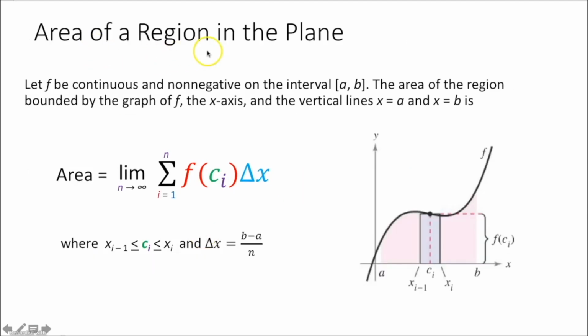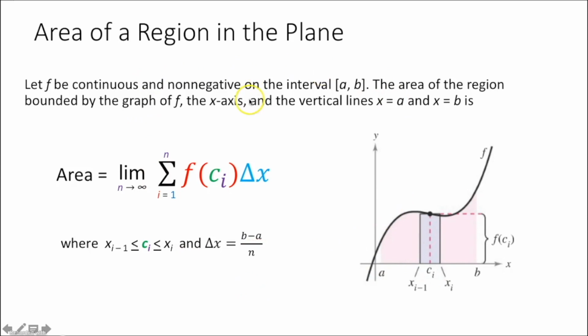Now, the area of a region in the plane says let f be continuous and non-negative on the interval a to b. The area of the region bounded by the graph of f, the x-axis, and the vertical lines x equals a and x equals b is equal to the limit as n approaches infinity of the sum from i equals 1 to n of f of c sub i times delta x, where x sub i minus 1 is less than or equal to c sub i, which is less than or equal to x sub i, and delta x is equal to b minus a over n.